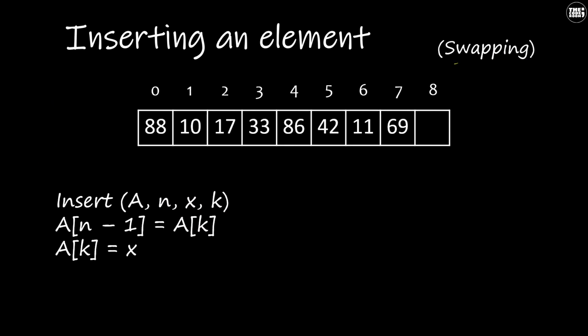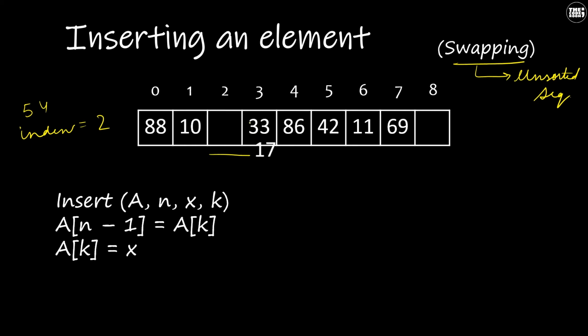Next, let us see inserting an element through swapping. We can insert an element through swapping only in an unsorted sequence. Let's say I want to insert 54 at index 2. We can see that this is an unsorted sequence. So we can insert 54 using swapping. What I can do is take the element that is present at the second position and place it at the last position. And finally I can assign index 2 as 54.